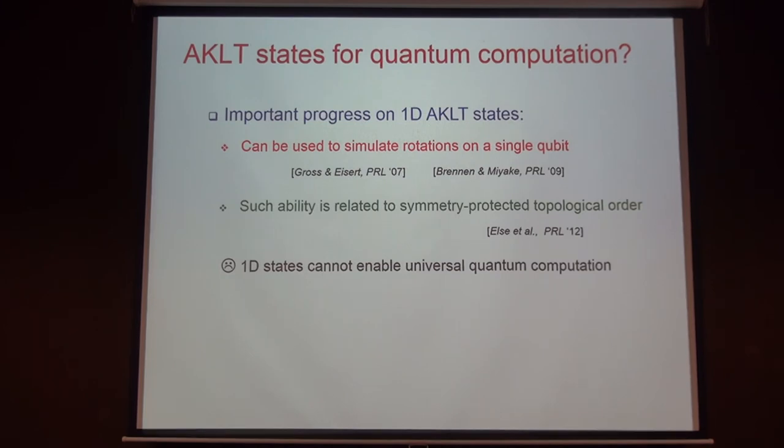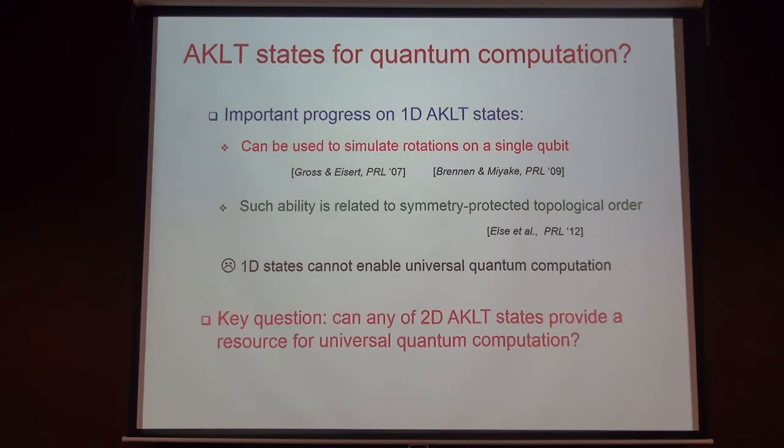And we know that one dimension can only simulate a qubit, so it's not enough for universal quantum computation. So the question at that time was, could any of the 2D AKLT states be useful for quantum computation? Because in 1D we cannot do that. Can we go one dimension higher and look at two-dimensional states?